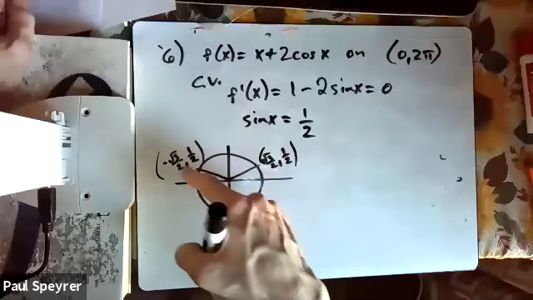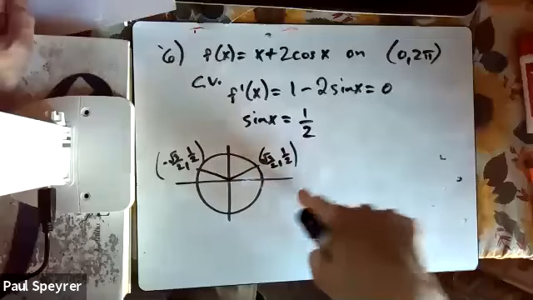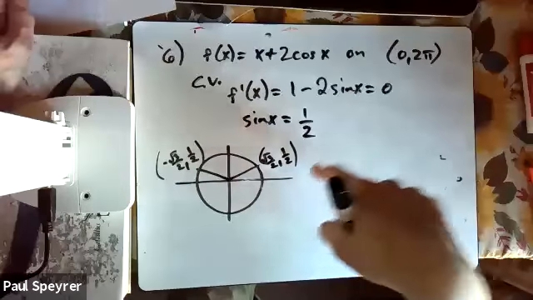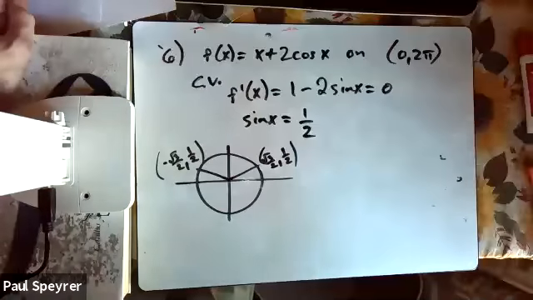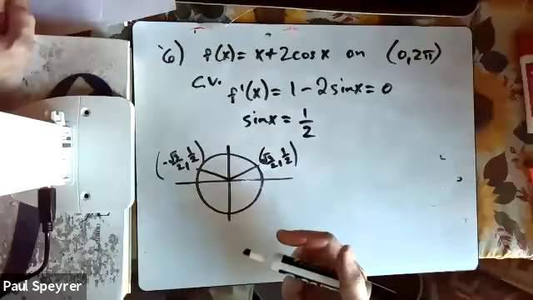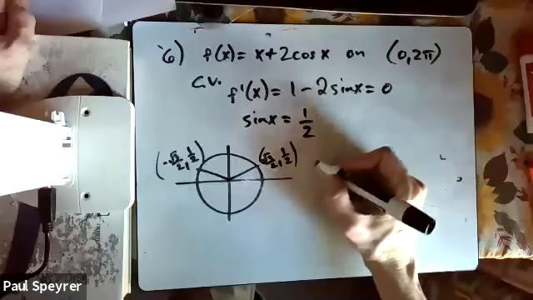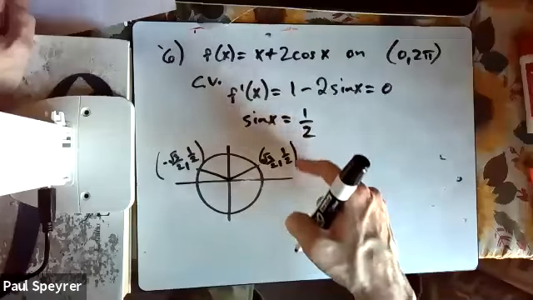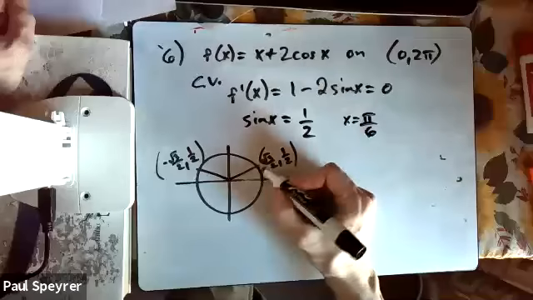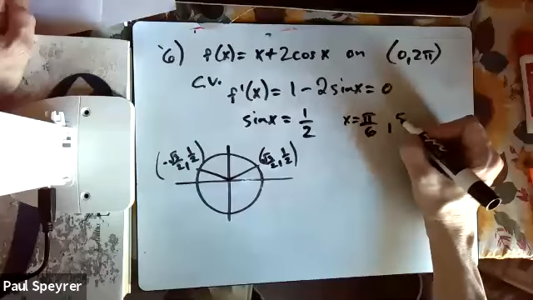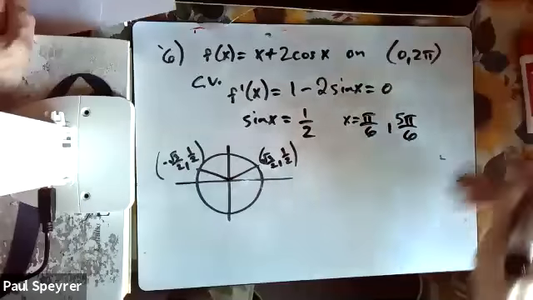So remember, sines are the y values, cosines are the x values. If you forgot that, go look at the trig review on Canvas, right? There's the videos, Paul's online notes. Look at the trig, go over that unit circle stuff, okay? So there's 2 places. Sine of x is equal to 1/2 when x equals pi over 6, that's here, and 5 pi over 6. So those are your critical values.